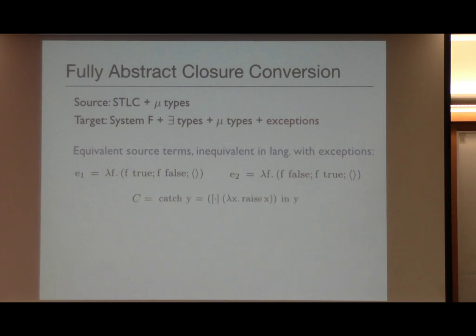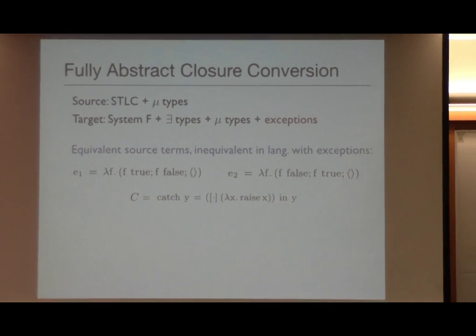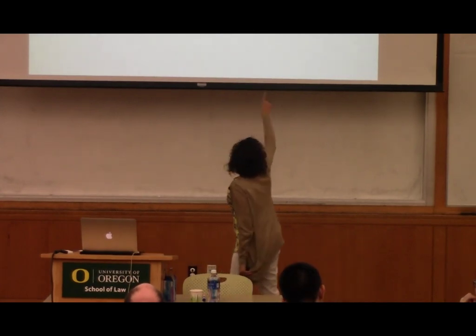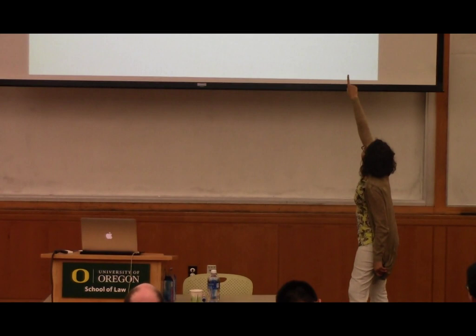In the target, I can write down this context that can tell the difference between them. All this context is going to do, so there's a hole right here, right? Into that hole, I can plug in either E1 or E2. And what is the context doing? Well, it's passing in that function, lambda x raise x. That's my f. So what happens? Lambda x raise x over here, we end up raising true. So the whole program returns true. Over there, goes in, lambda x raise x, we end up raising false. Right? So, these two are equivalent in the source, but they're not equivalent in the target because the target has exceptions, so you can tell the difference between them.